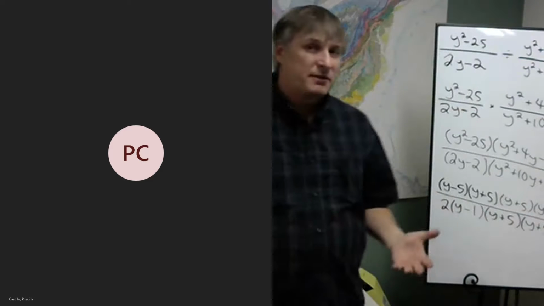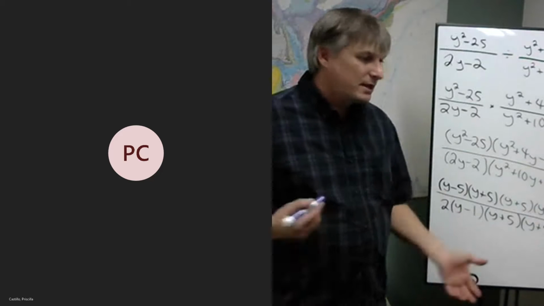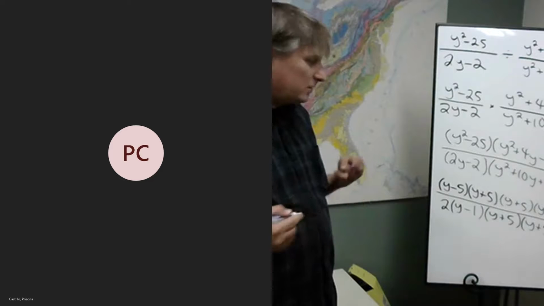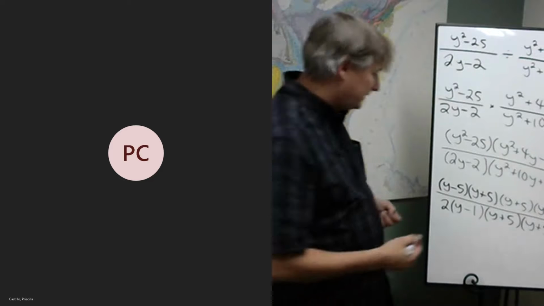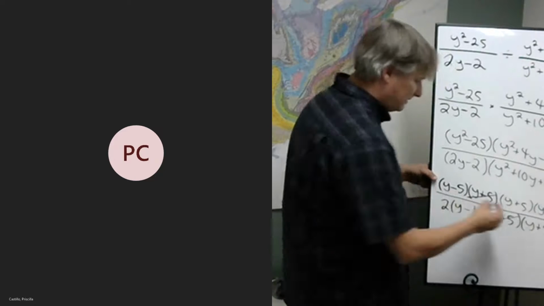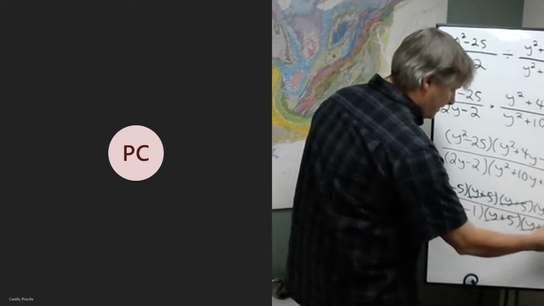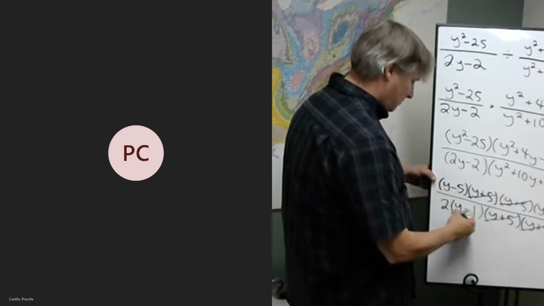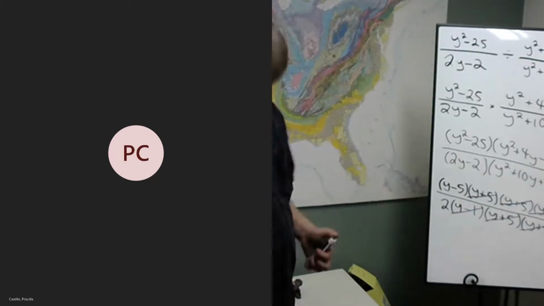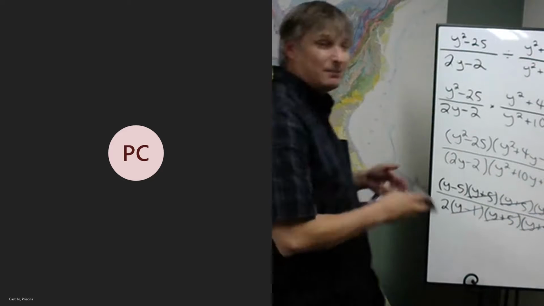So now we've broken things down into factors. It's like breaking a number down into a product of prime numbers. So we look for things to cancel. Well, let's see. We can cancel y plus 5 and a y plus 5, y plus 5 and a y plus 5, a y minus 1, a y minus 1. And so what we're left with is not much.